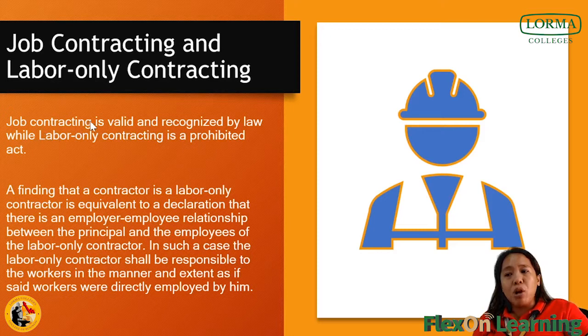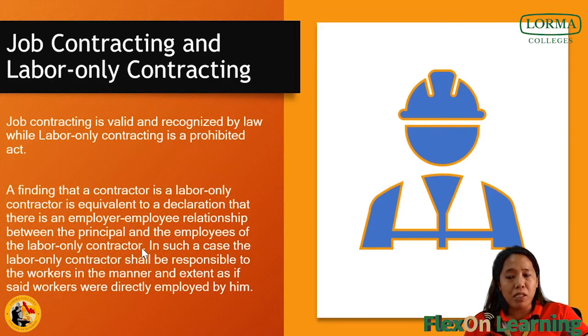When we say job contracting, this is valid and recognized by law, while labor-only contracting is prohibited. I would like you to highlight that labor-only contracting is prohibited. What is the difference? Why is this considered prohibited while the other one is considered valid? A finding that a contractor is a labor-only contractor is equivalent to a declaration that there is an employer-employee relationship between the principal and the employees of the labor-only contractor.